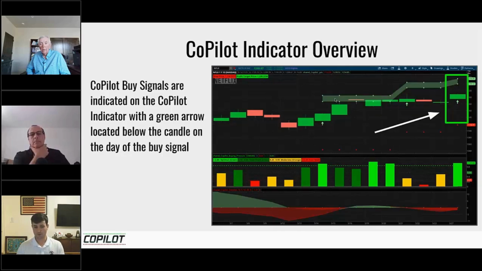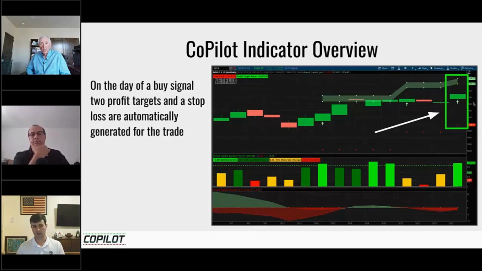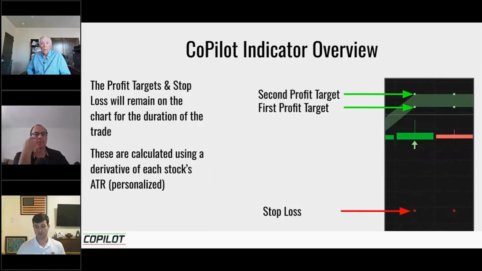When you pull this up, the CoPilot buy signals generated by this indicator are going to be indicated on the chart with a green arrow located underneath the candle on the actual buy signal day. You can see a green arrow here, one there, and I've got one circled here showing that green arrow indicating there was a CoPilot buy signal identified for Netflix on that trading day. On the day of the buy signal, there are going to be two profit targets and one stop loss that the system is going to automatically generate for that trade for you. Those are going to be represented on the chart, as you can see here, with these two green dots.